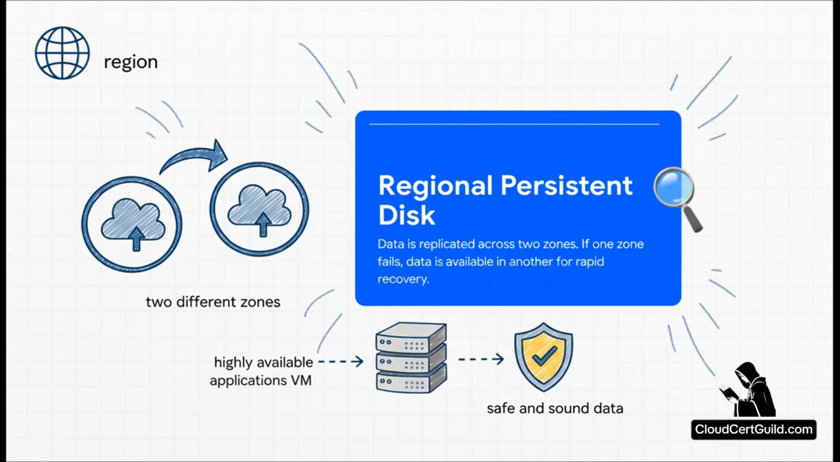The answer is the regional persistent disk. This is a special kind of storage that literally lives in two different data centers at the same time. It's actively replicating your data across two zones, so if one of them fails, your data is already safe and sound in the other one, ready to be attached to a new VM in just a few minutes. This is the real secret to building apps that can survive a major outage.